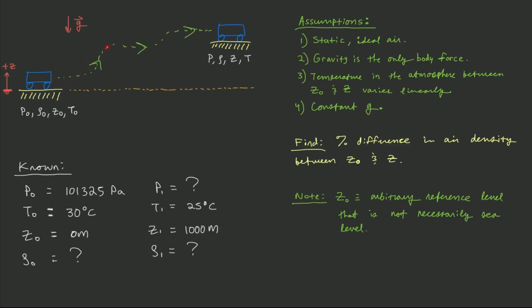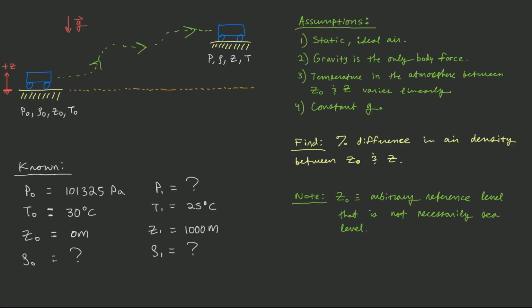And we're going to watch that car travel all the way up to some level Z, some arbitrary level Z, where the pressure is P, the density is rho, and the temperature is T. Now, this level Z naught is not necessarily sea level. It's just some reference level that we've arbitrarily designated as Z naught.